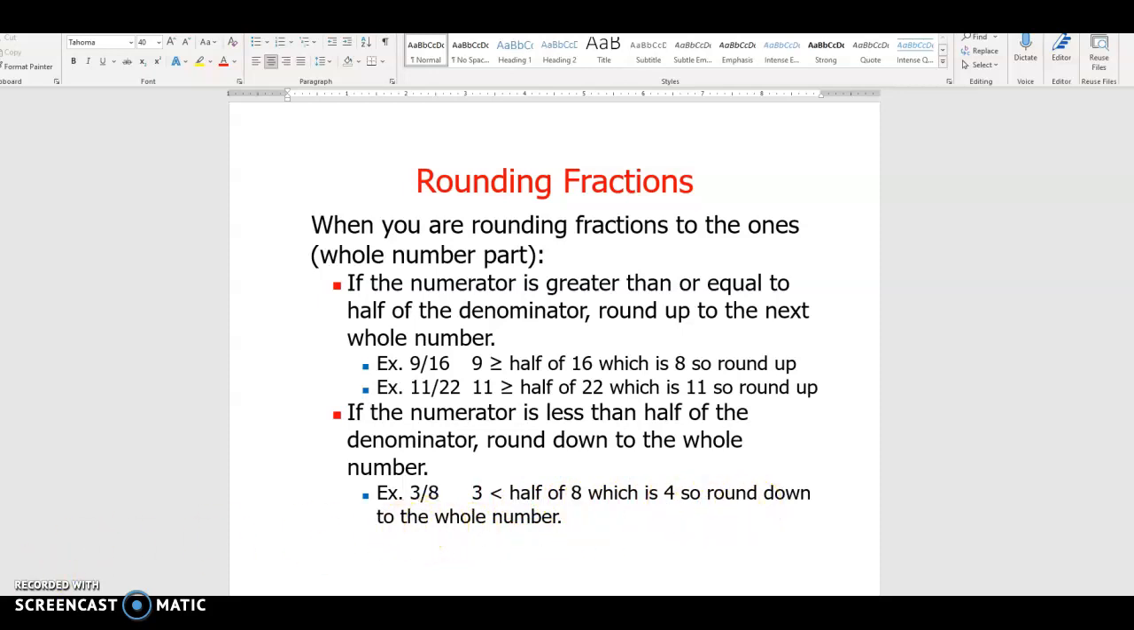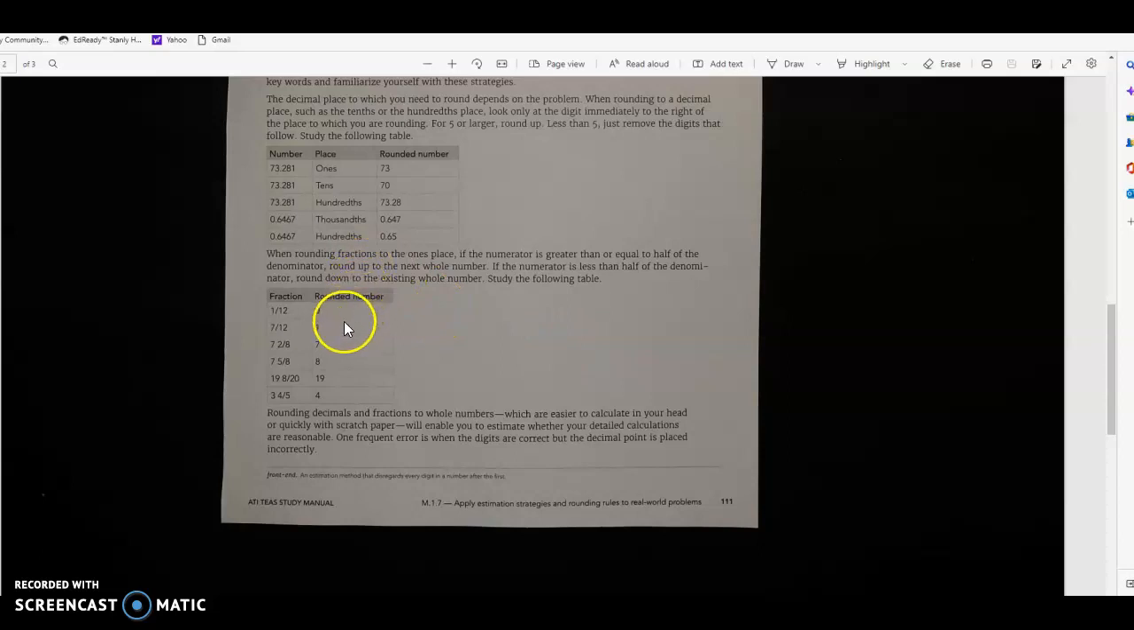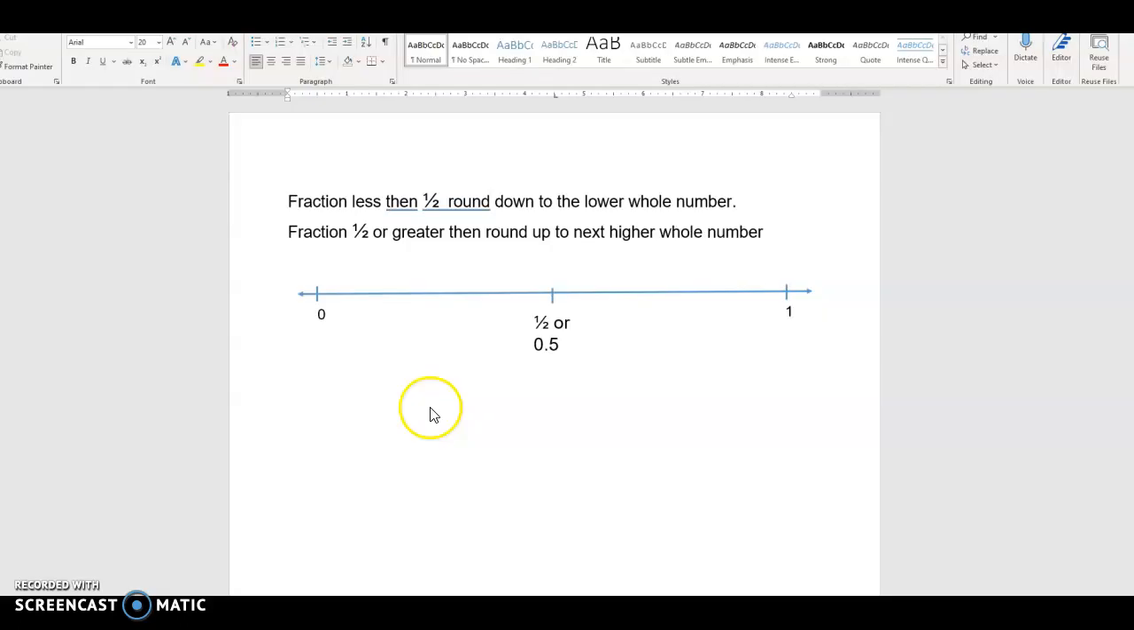If you have a calculator and want to round fractions, what you could do is take the fraction, enter it into your calculator, convert it to a decimal, then round it that way. What you'll be looking for if you change your fraction to a decimal is the decimal being less than 0.5, which means you'll round down, or greater than 1/2 or 0.5, which means you will round up.